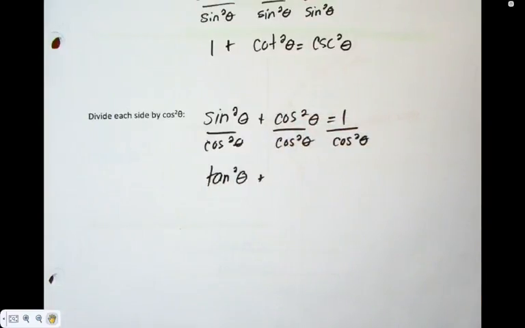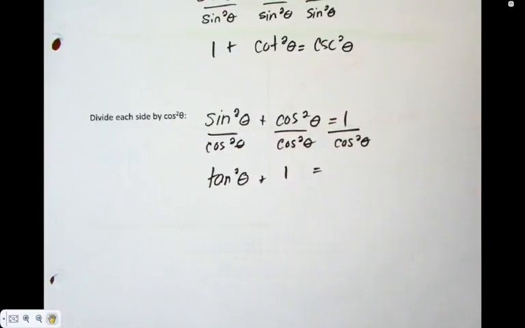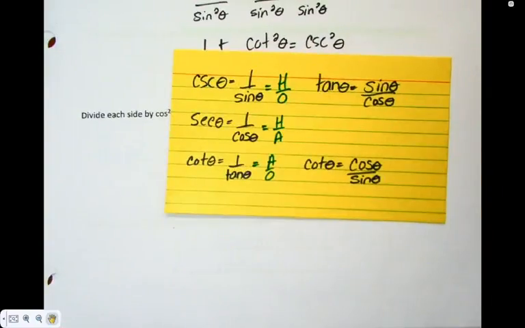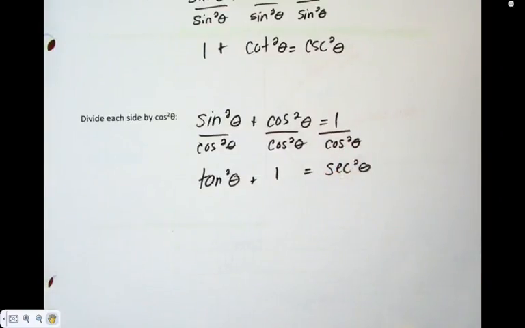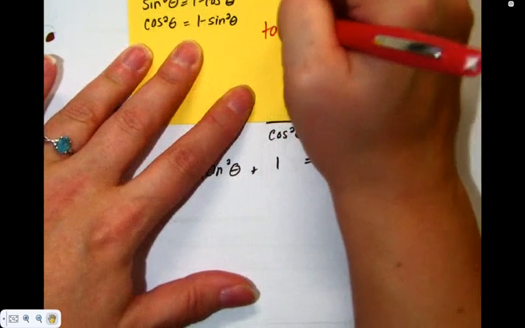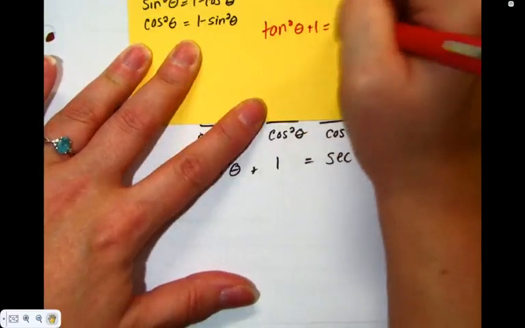And cos squared divided by cos squared, well, anything divided by itself, 1. That's kind of handy. 1 divided by cos squared, secant squared. Again, same formula. I just made it look pretty. Adding that one, we have tan squared plus 1 equals secant squared.